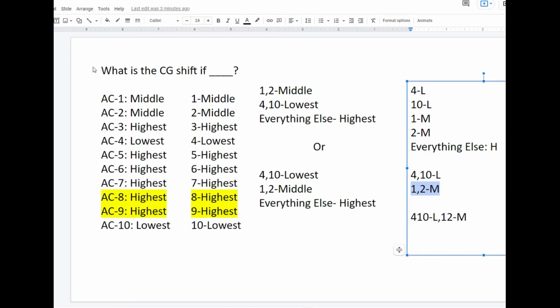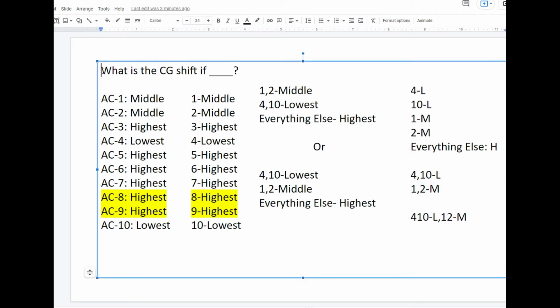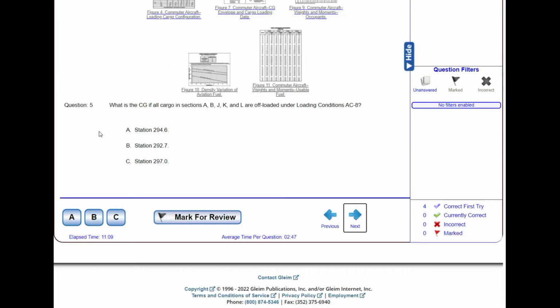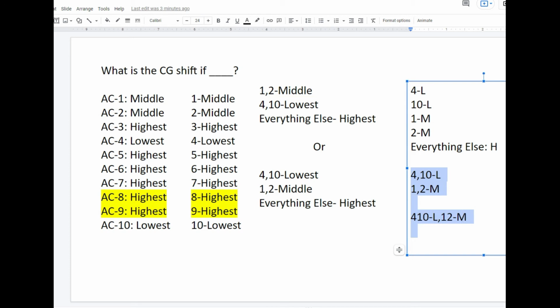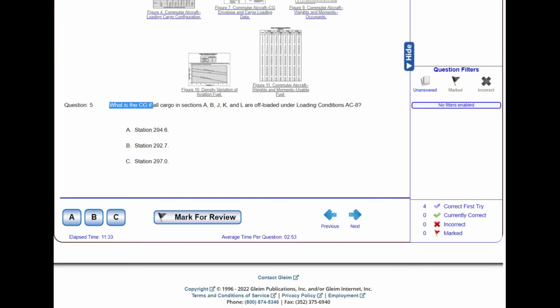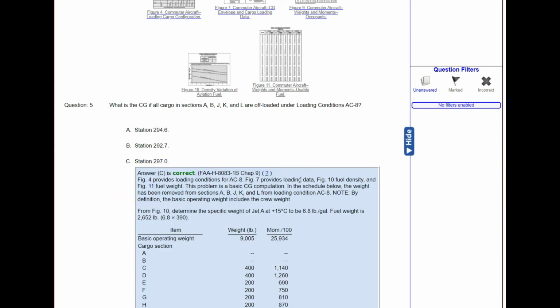AC8. I highlighted this one on this slide because if you notice from the question I wrote up here, it asks, what is the CG shift if? This one only asks what is the CG if. It does not ask about shift, but as long as you're not looking at any questions regarding the datum, you can still use this technique to get the right answer. So AC8 is not in our specials list, and we know we're going to be looking for the highest number choice available. And of these three answers, that is 297.